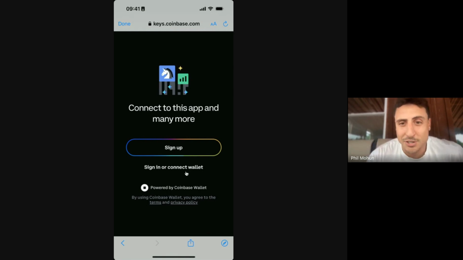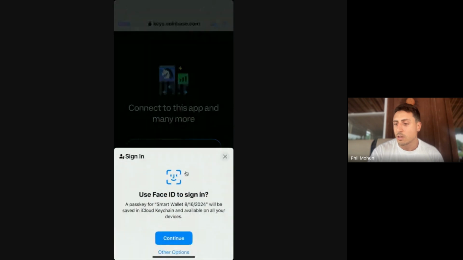I've had a bunch of conversations with Wilson. I really appreciate that they're using sort of traditional Web 2 language here. Notice it doesn't say create a wallet. It says sign up. That's really nice. That's what is going to get people to understand this flow. So I'll click sign up.